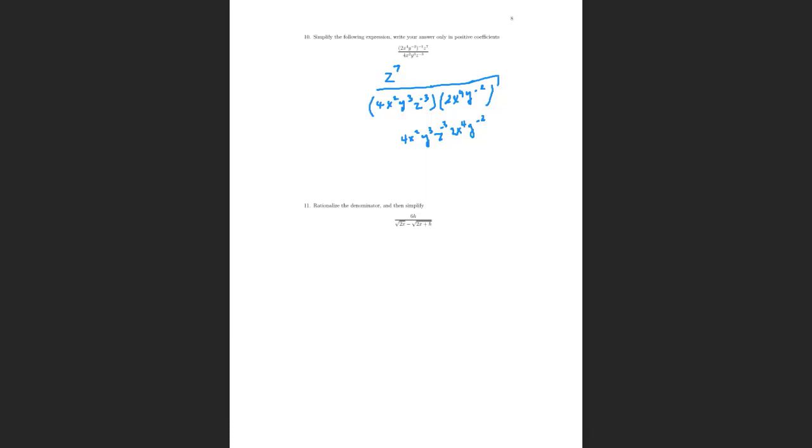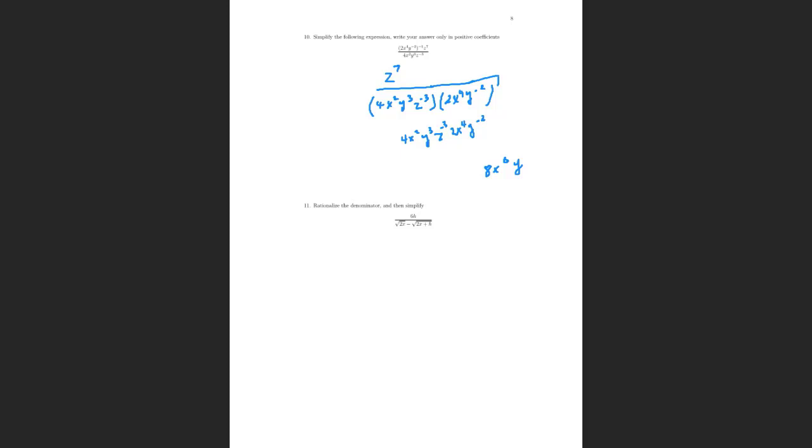Okay, so let's deal with the x's first. 4x squared times 2x to the 4th, that's just 8x to the 6th. 8x to the 6th. And y cubed times y to the -2 is just y.